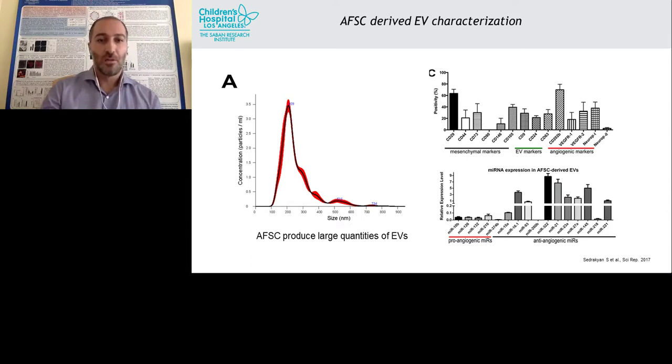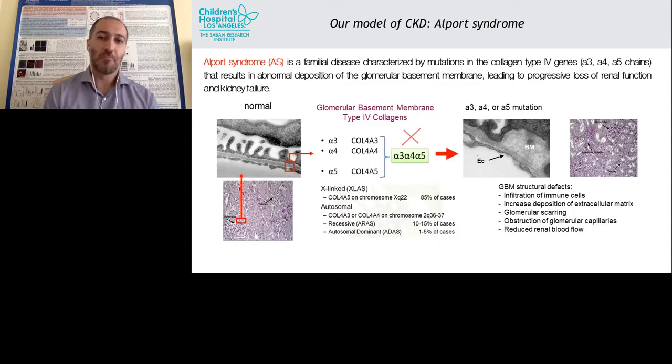So moving forward, I'll introduce the animal model we used, which is Alport syndrome, to study CKD. This is a genetic familial disease that has mutations in the collagen 4, alpha 3, 4, 5 chains. In our case, our model has a mutation in the alpha 5 chain, which results in abnormal deposition of the glomerular basement membrane, leading to progressive loss of renal function and ultimately kidney failure.